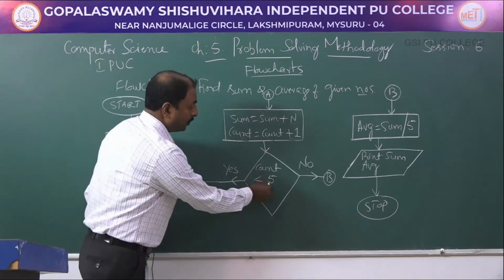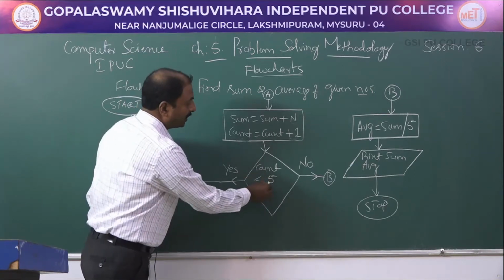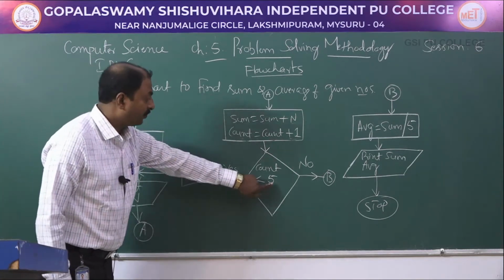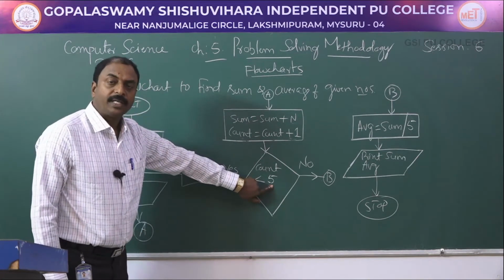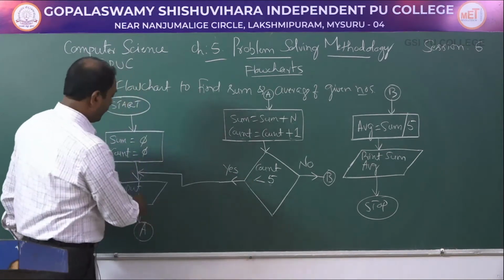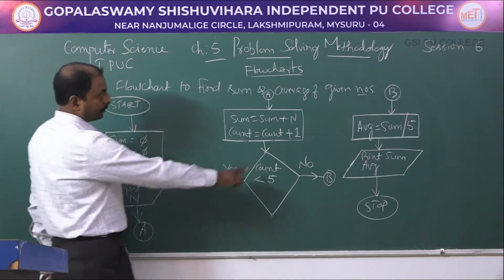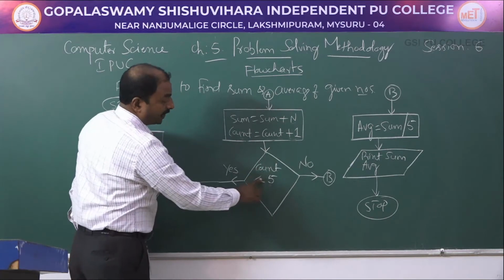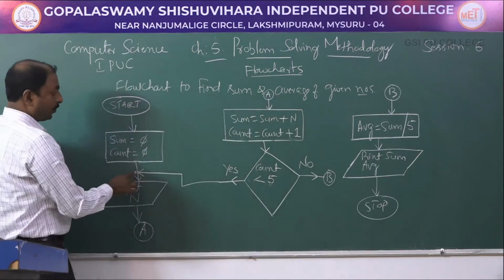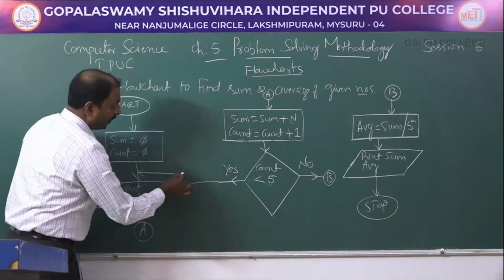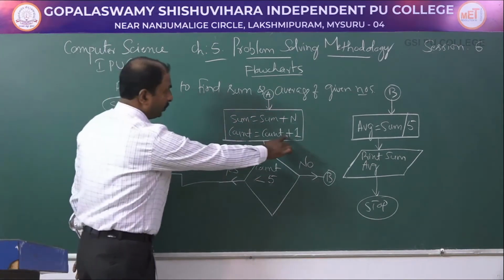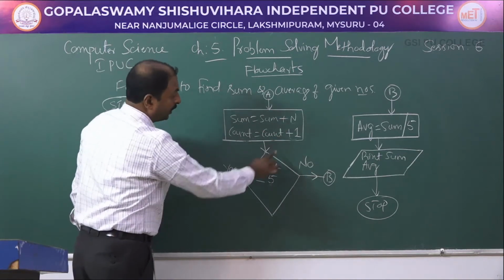Now we have to check for the count. Condition is count less than 5, because we have to find out sum and average of 5 numbers. So this is 5. Suppose if you want to find out the sum and average of 10 numbers, it should be 10. So at the first time when you enter the value, the value of count is 1, you check for the condition. When 1 is less than 5, it is true, we have to enter one more number. The connection flow line comes here, so it means that we have to enter one more number, add to this sum, increment the counter, check for the condition.